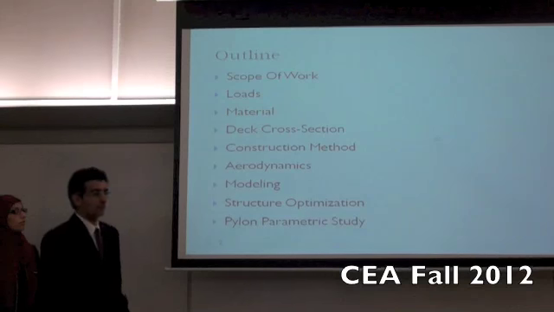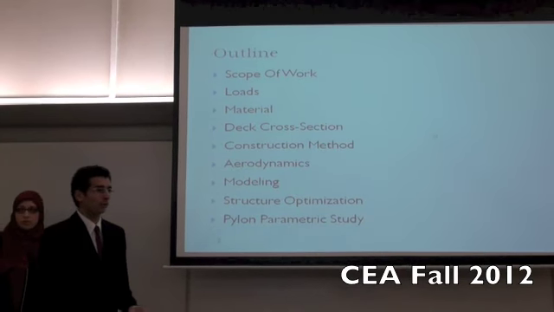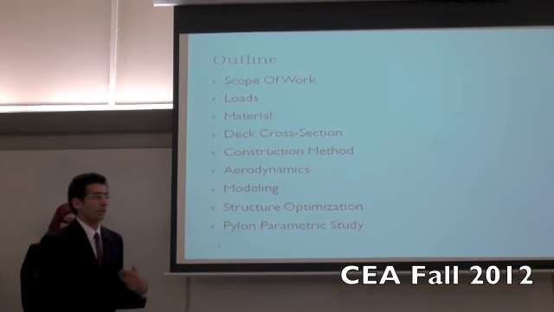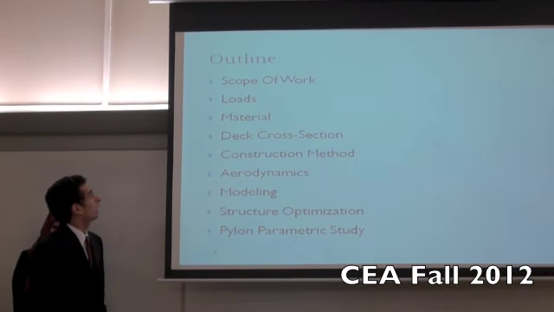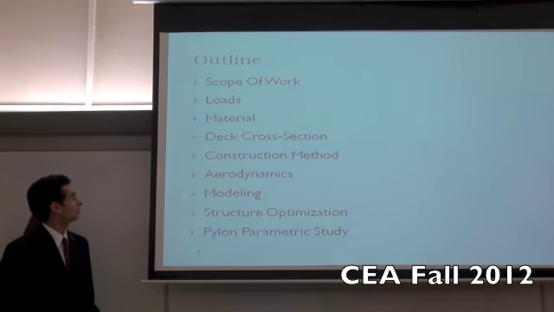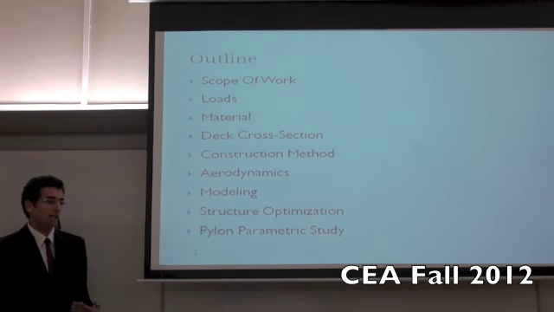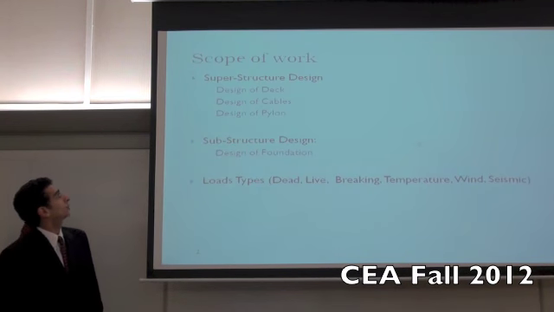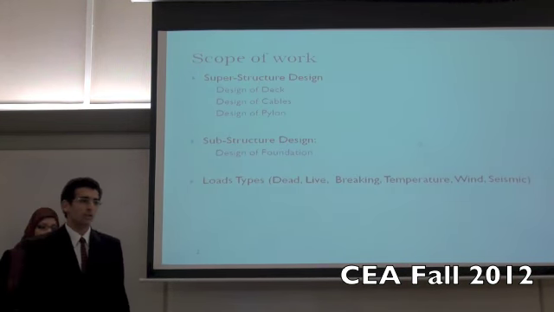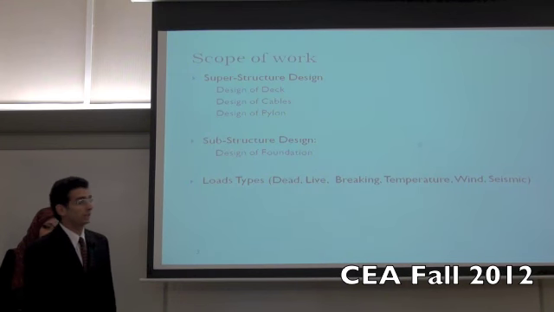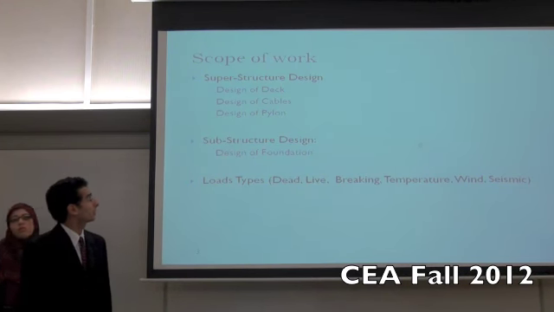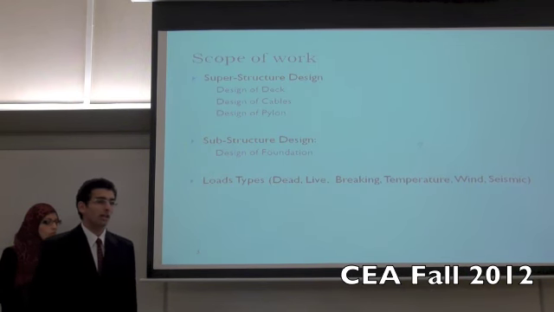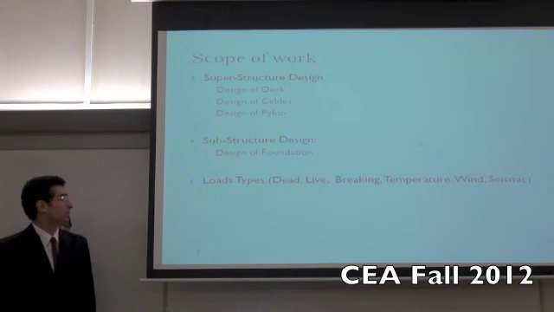First, we give a brief introduction of our scope of work from the first presentation, and then we talk about the loads applied in our analysis, the proposed material, the deck construction method, aerodynamics modeling, and structure optimization, and the piling parametric cell. Our scope of work is to design the superstructure of the bridge, which is the cables and piling, and the substructure of the bridge, which is the foundation, and the different pieces of load.